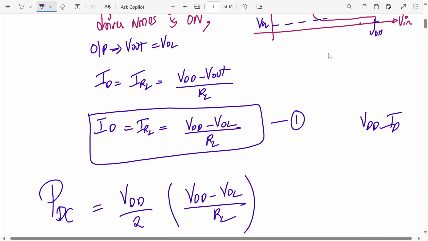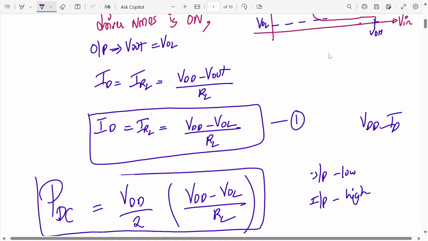Why have we written VDD by 2? Because we are assuming that input is low for 50% of the time, and input is high during the remaining 50% of the time. That's why we are calling it VDD by 2. So the DC power dissipation in a resistive load NMOS inverter is VDD by 2 times VDD minus VOL upon RL. So note down this formula.